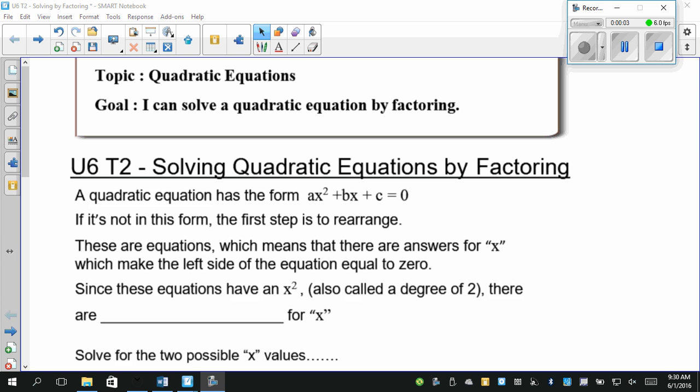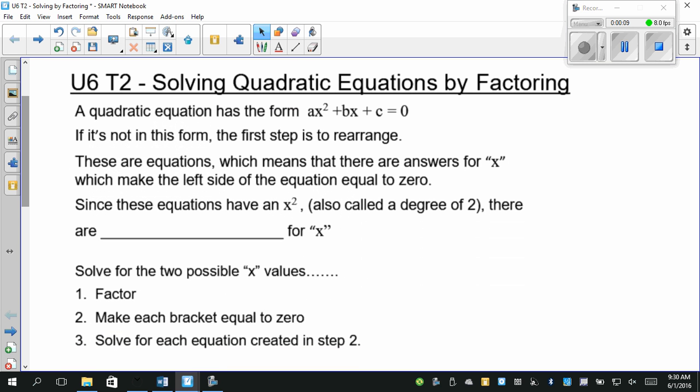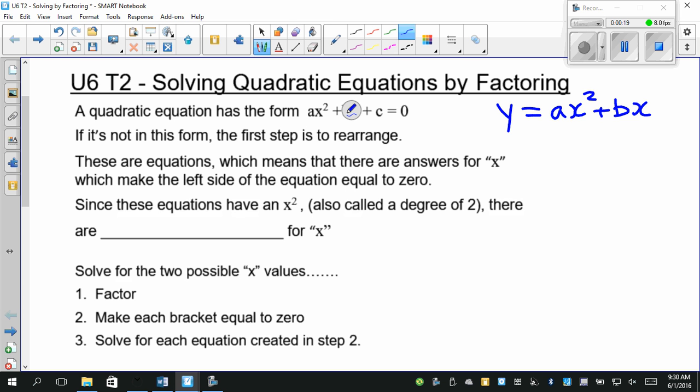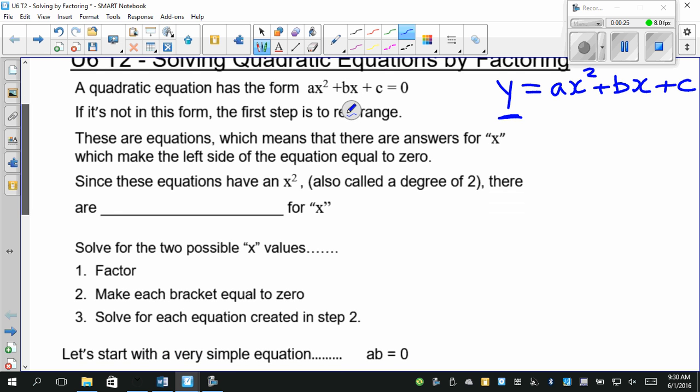Today we're looking at solving quadratic equations by factoring. When we talk about a quadratic equation, we've been working with quadratic functions that look like this if they're in standard form, so there's a y. Now we're going to be looking at equations where we've got ax squared plus bx plus c, but now it's going to be equal to 0 on the other side.